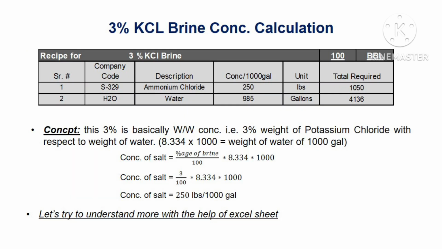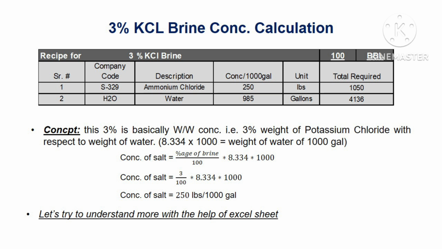So let's learn this particular calculation. We will do this exercise taking the example of 3% KCl brine. The concept for this calculation is that this 3% is weight by weight concentration, that is 3% weight of potassium chloride with respect to weight of water, and the weight of water is 8.334 into 1000. This 8.334 is the density in pounds per gallon, that is, the weight of 1 gallon of water.